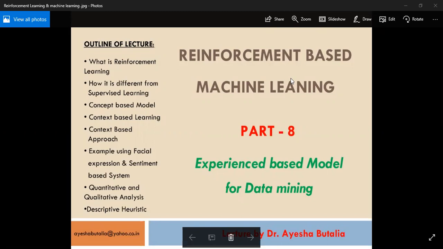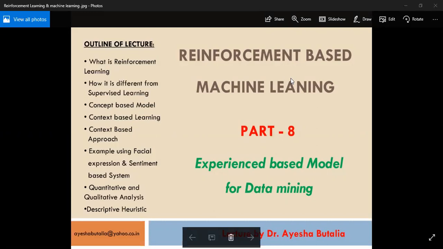Today we are going to discuss reinforcement learning related to machine learning and data mining models. Basically, a reinforcement-based machine learning model is an experience-based model defined through our data mining techniques. This part 8 shows that there are previous lectures related to machine learning and data mining. Coming from those one by one, now we are in a position to discuss machine learning in advance.